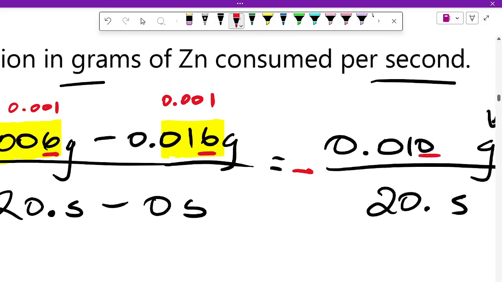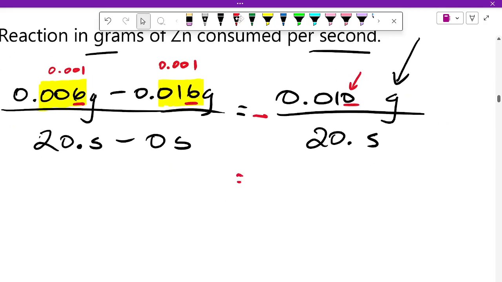I saw your face. You were like, what's she doing? She's done it wrong. I see people's faces and I'm like, oh no, I've done something wrong. Ah, okay. So our uncertain digit is here. That means we have 2 sig figs and 2 sig figs. And so, who are you looking for? You found him. Okay, good.